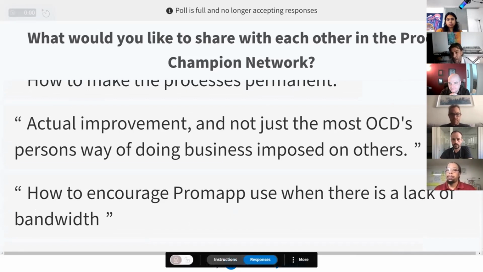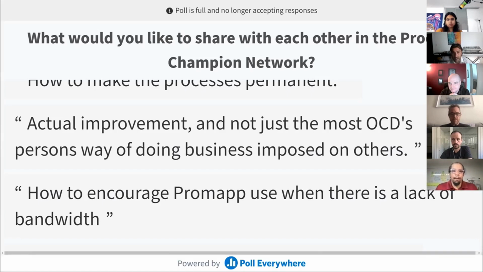Lead without authority. Process, it's going to take a community of people to get it ubiquitous across the campus, not only the process library, but all our work around it.